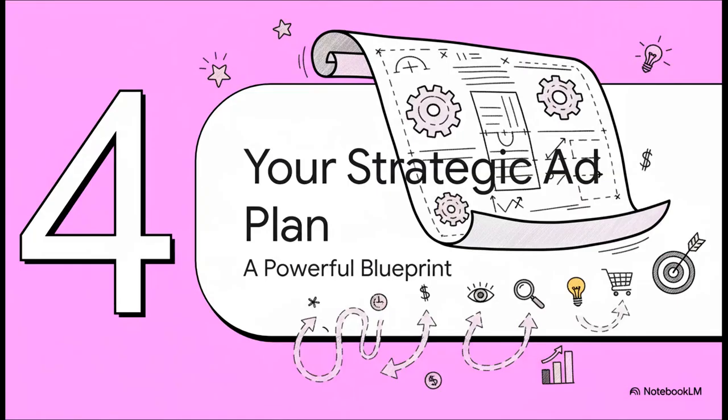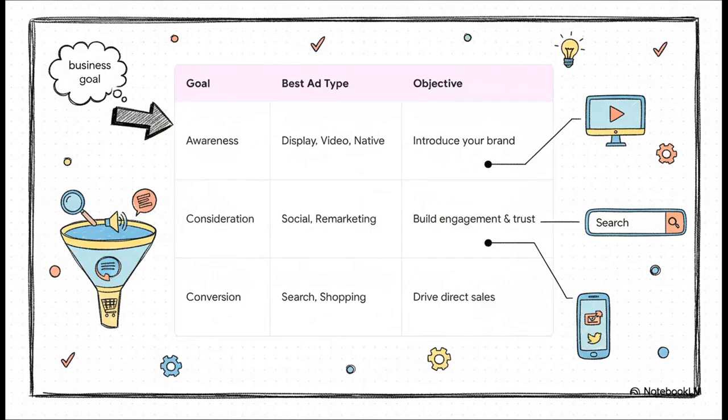All right, we've done it. We've made the journey all the way from awareness through consideration and down to conversion. We've looked at the best tools for every single stage, so now let's put it all together. Let's build your strategic blueprint for success. Okay, this right here, this is your strategic cheat sheet. It's that simple. Everything starts with one question. What is your business goal? What are you trying to achieve right now?